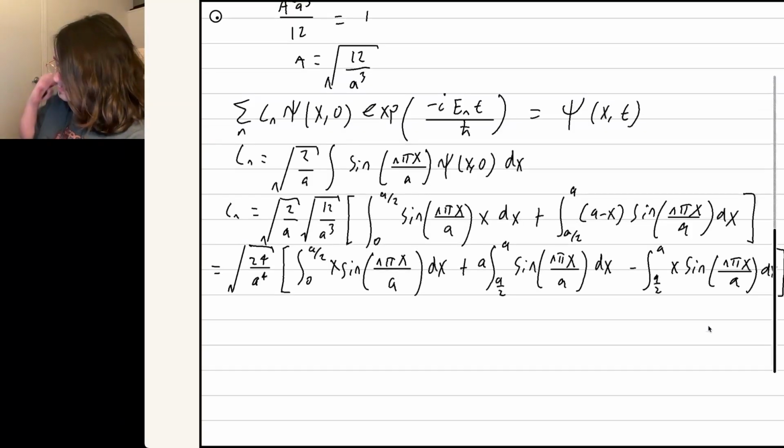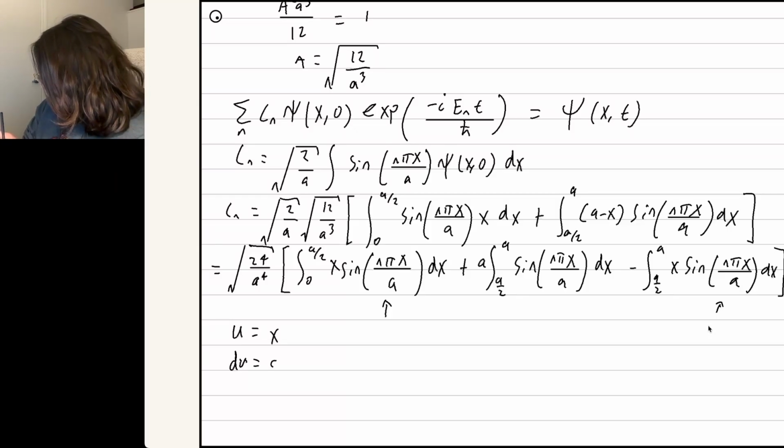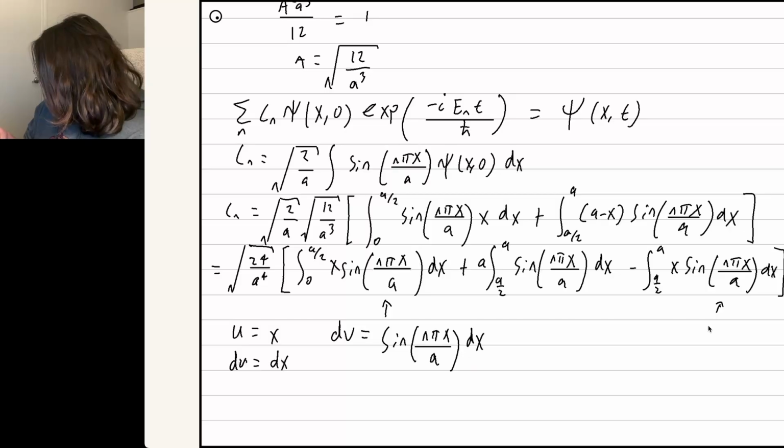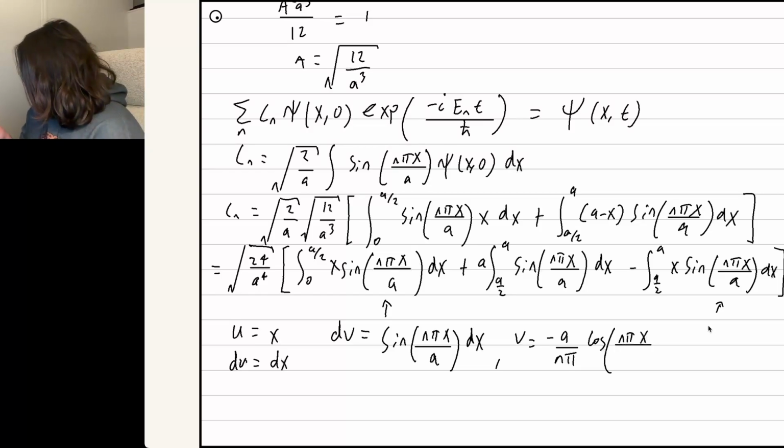So interestingly, this integral is the same as this integral. So to get the form of that, we're going to have to do integration by parts. So we're going to have u is equal to x, du is dx, and dv is sine n pi x over a dx, which means v is going to be minus a over n pi cosine n pi x over a. Right.